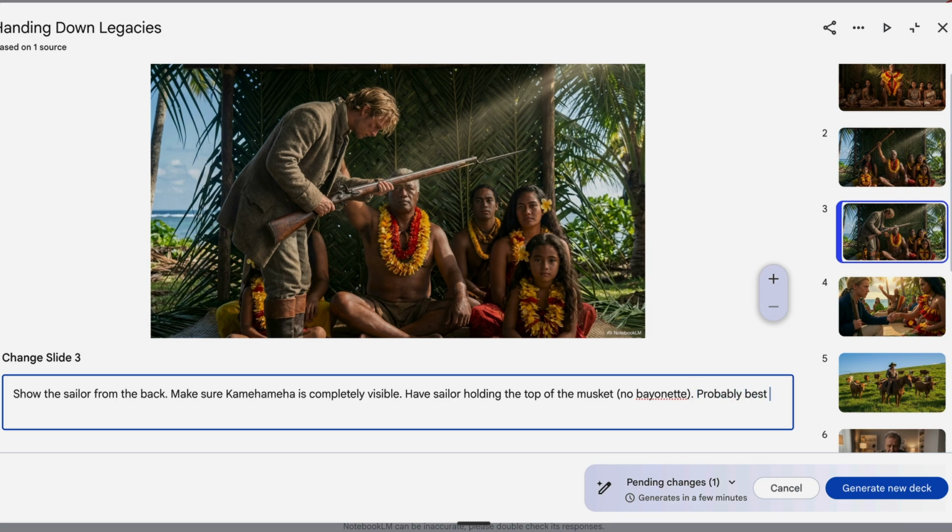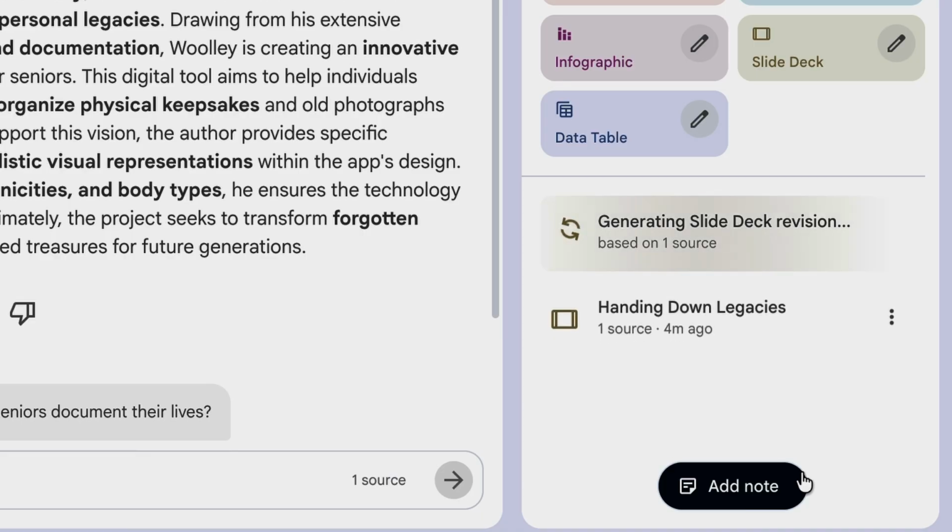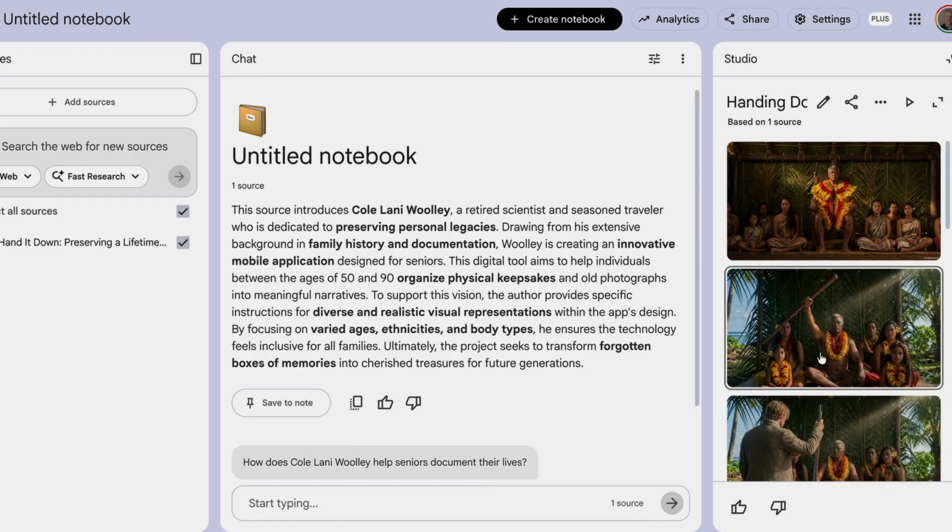Probably best to show this at an angle. Have the wives and children looking at the sailor. Well, I don't know. Maybe I don't know if it'll just create one or create a whole bunch. We'll see. Okay, now it's rendered the image. It's located right here. Let's open that.